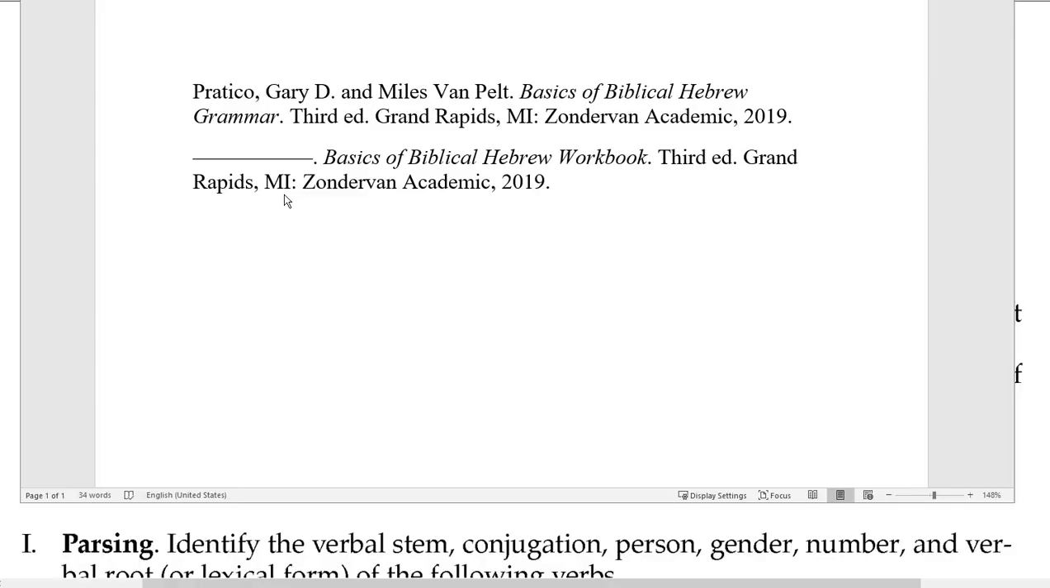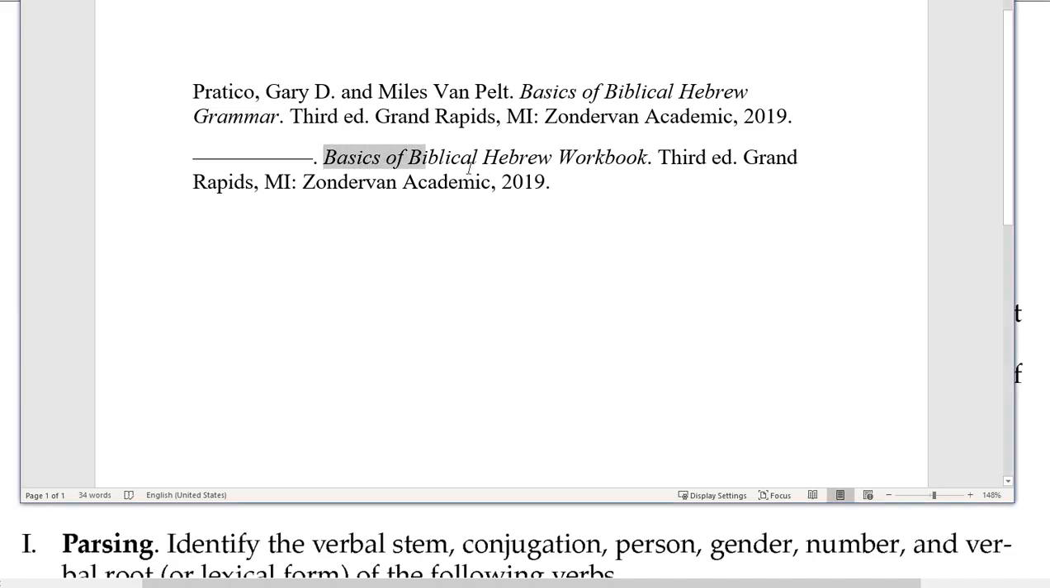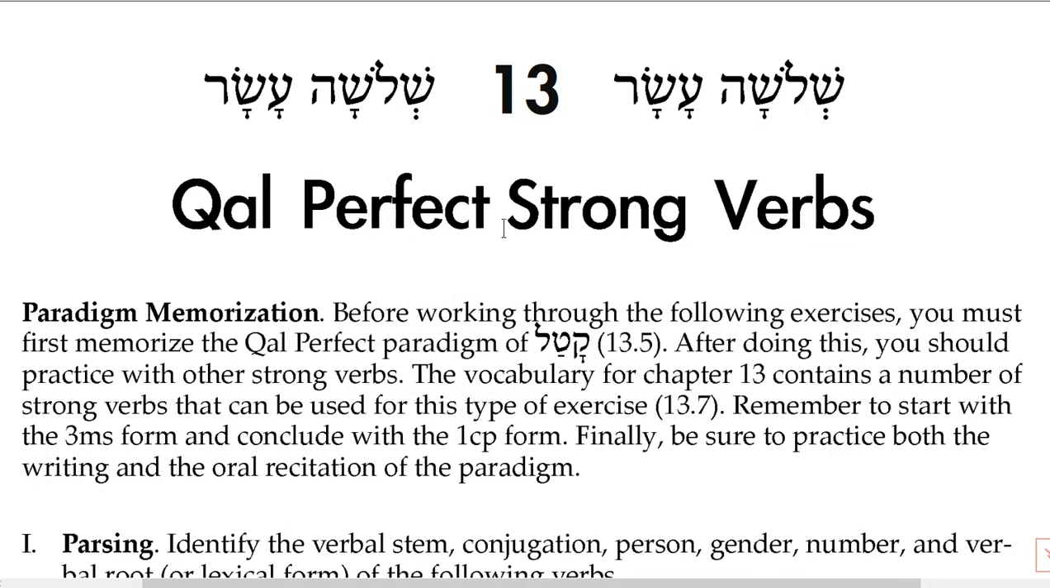Move on to chapter 13 of the Pratico and Van Pelt Basics of Biblical Hebrew Grammar, in this case, the workbook that goes along with it. So here's the bibliography. And we're going to be looking at chapter 13 of the workbook here. So here is chapter 13. We have our nice numbers here. Shilosha 3, Asar 10.